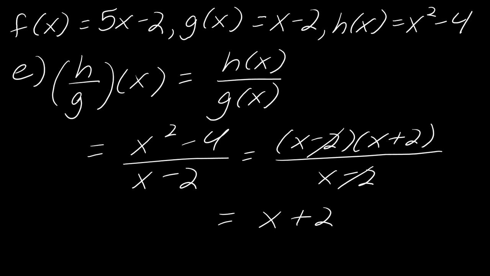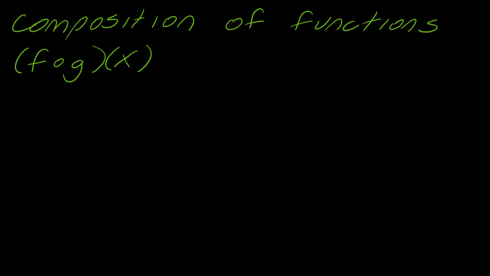Now, the last type of function operation that I want to talk about in this video is the composition of functions. So it always looks like this. A lot of times people think this is the word fog. It is not the word fog. So this is an f, this is a tiny little circle, and then a g. So it is not a funny way to write fog. It is f circle g of x. So this is the composition of functions.